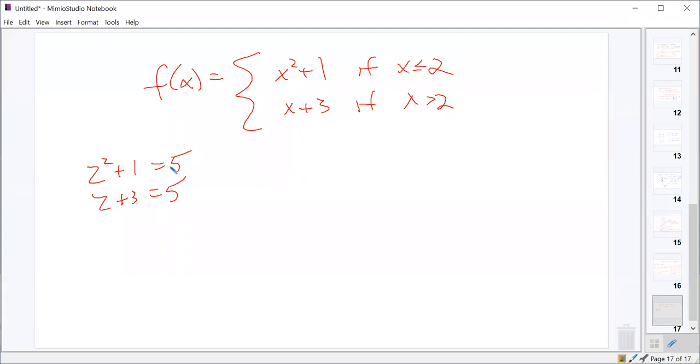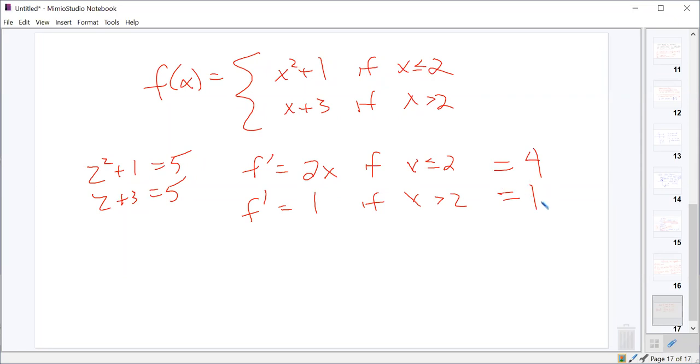And since it's continuous there, we then go in and we take the derivative, right? Our derivative would be 2x if x is less than or equal to 2, and it would be 1 if x is greater than 2. And we would see that this is 4 and this is 1, and since the derivatives aren't the same from the left and the right, it's not differentiable, but it is continuous at that point. Does that make sense to everybody? And so sometimes they'll ask that in the multiple choice.